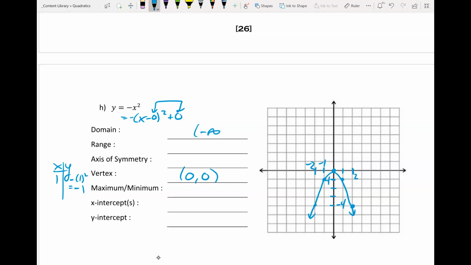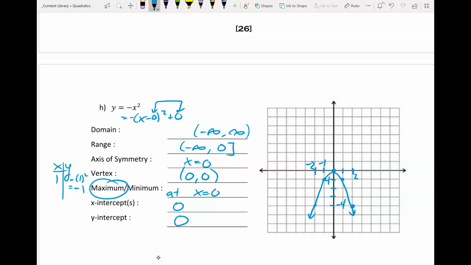So your domain is the same because we can have any x value. Your range, though, is going to go from negative infinity, because we don't know what the lowest y value is, to the highest point, which is 0. Your axis of symmetry is the same as the x value in your vertex. In this case, we have a maximum at x equals 0. Your x-intercept is at 0, and same with your y-intercept, also at 0 because of that vertex of (0, 0).